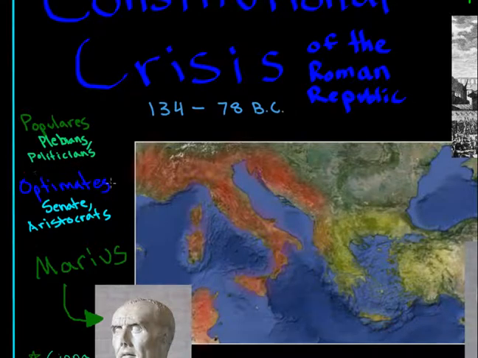The optimates were people who were against the populares, and they were composed of people who were part of the Senate. They were aristocrats. They were people who didn't want the populares to get too much of the vote, to get too popular, I guess, to get too powerful. And the populares, in their reasoning, thought that not enough of the people were getting represented in the government. There weren't enough rights for the plebeians. People deserved more of the wealth that was coming in to Rome from all these conquests.